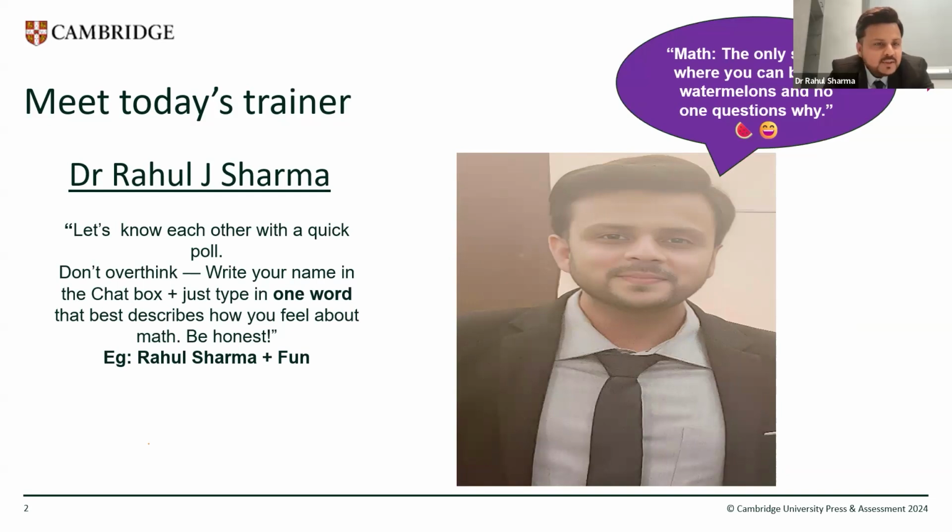So let us get to know each other with a quick poll. Don't overthink. Write your name in the chat box and just type in one word that best describes how you feel about maths. Let's be honest. If I say Rahul Sharma plus fun, that could be an example for maths and myself. Within the next 30 seconds, if you could write your names and what you feel about maths, that would really help me to understand. We give you 30 seconds. Please introduce yourself in the chat box along with what you feel for maths.